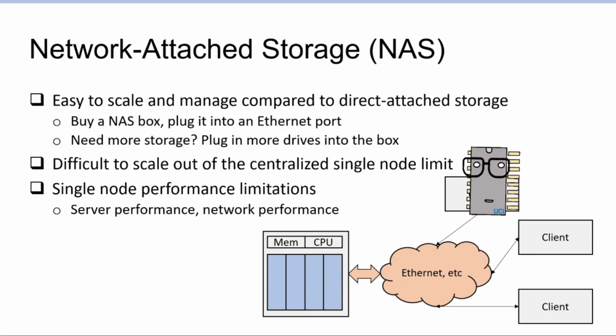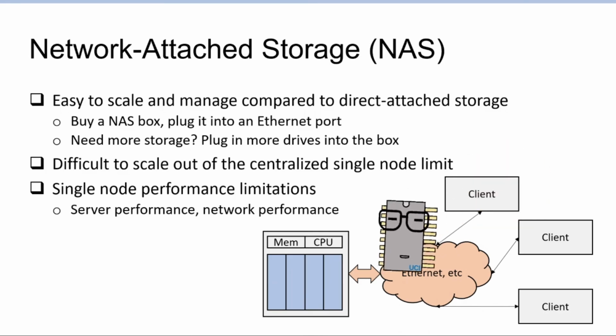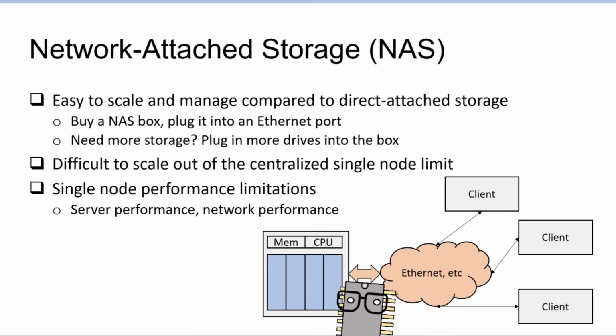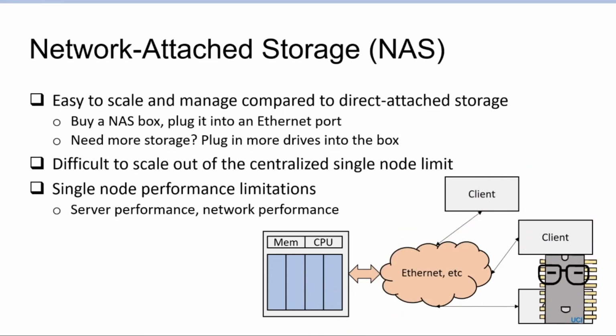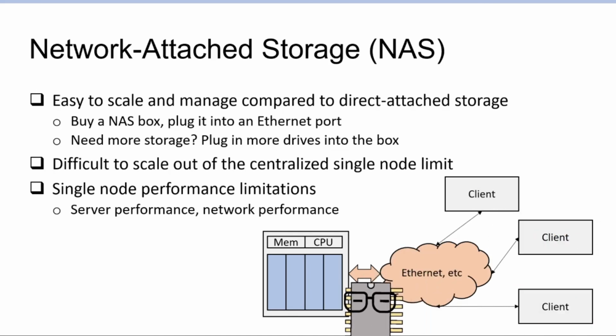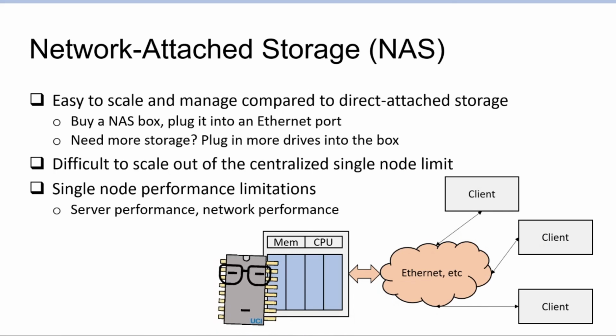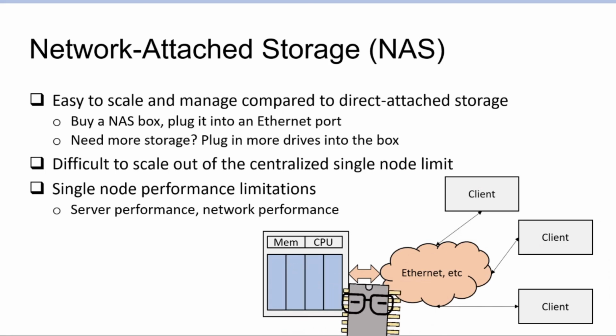A potential downside of DAS is that it's difficult to scale out of this centralized single node limit. If you have a NAS box, it is connected to the network over some Ethernet port. And this Ethernet link can be the bottleneck as well. If you're connected to the rest of the cluster over 1 gigabit Ethernet, then the total bandwidth you can get from all of these storage clients is going to be that 1 gigabit Ethernet bandwidth. Of course, you can have multiple links. There are a lot of tricks you can play, but this is a potential performance bottleneck. Even if you have 100 gigabytes per second worth of SSDs plugged into this thing, your performance is going to be bottlenecked by the network.